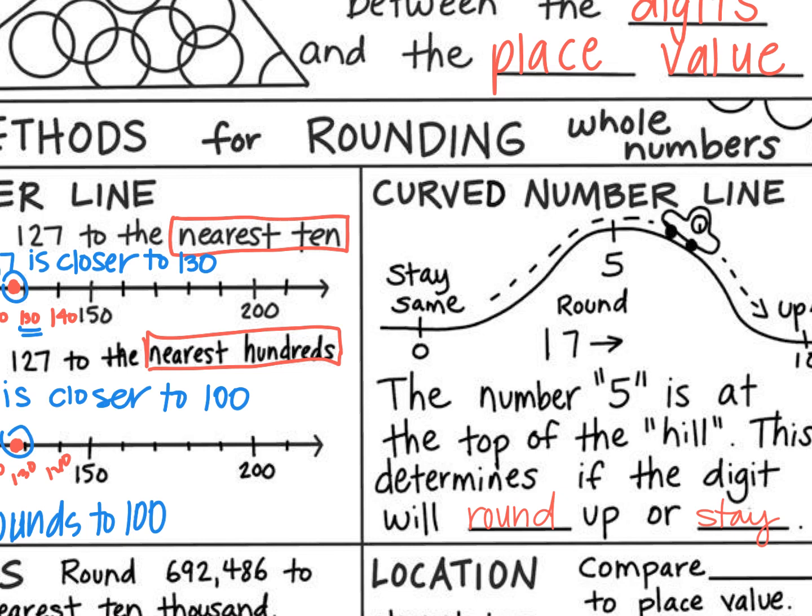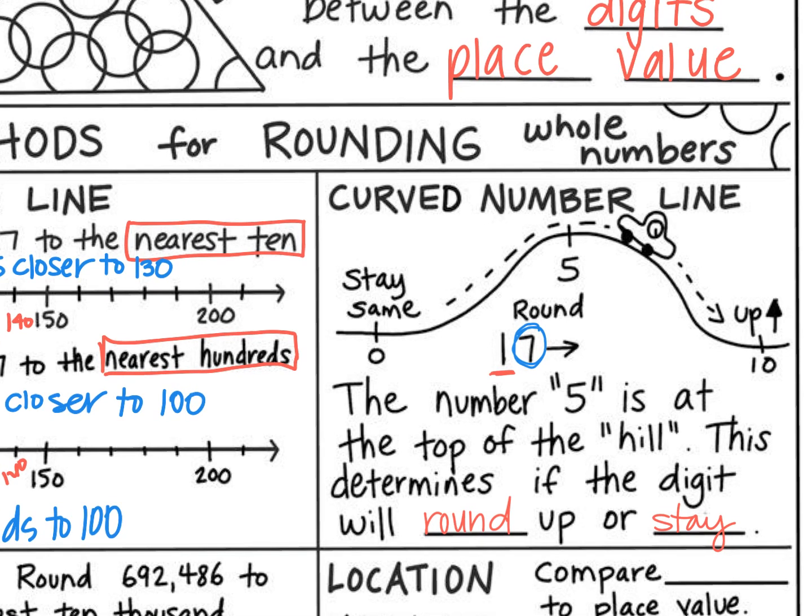I want to round 17 to the nearest 10. So I'm going to underline my digit in the tens place. And I'm going to circle what we call the judge. The judge determines what happens to the digit in the tens place. Okay, since 7 is my judge, I'm going to make that a note up here. 7 is the judge.